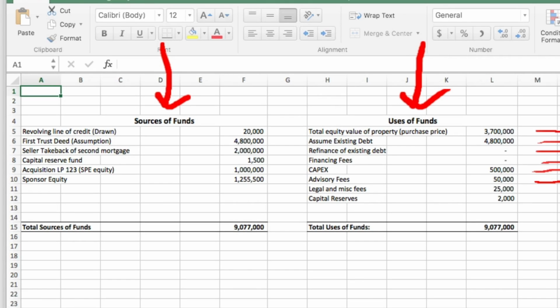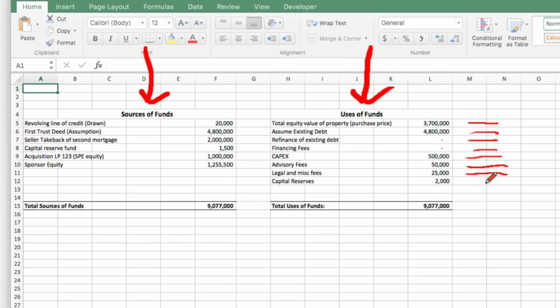We may pay some advisory fees of $50,000 and some legal fees of $25,000. Let's just say that's to create a syndication document. And we've got a requirement for some capital reserves of an additional $2,000 in this particular case. The total value of all of this stuff added up equals this number right here, which is $9,077,000.